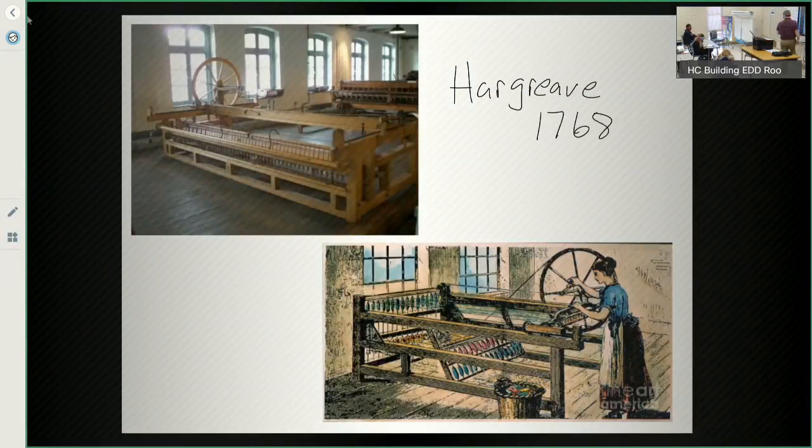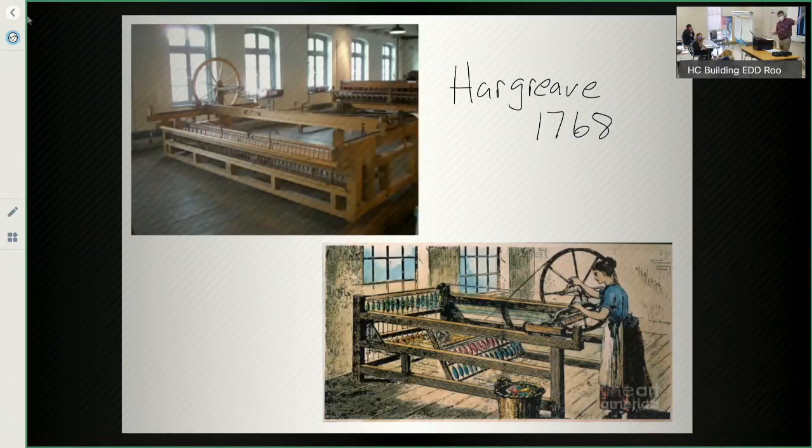The spinning jenny. And it spins raw fiber into thread. It's like a spinning wheel with a whole bunch of spools on it. And it can produce thread considerably faster than a traditional spinning wheel. It can outpace a human by many factors. So now it's faster and cheaper to make our thread.